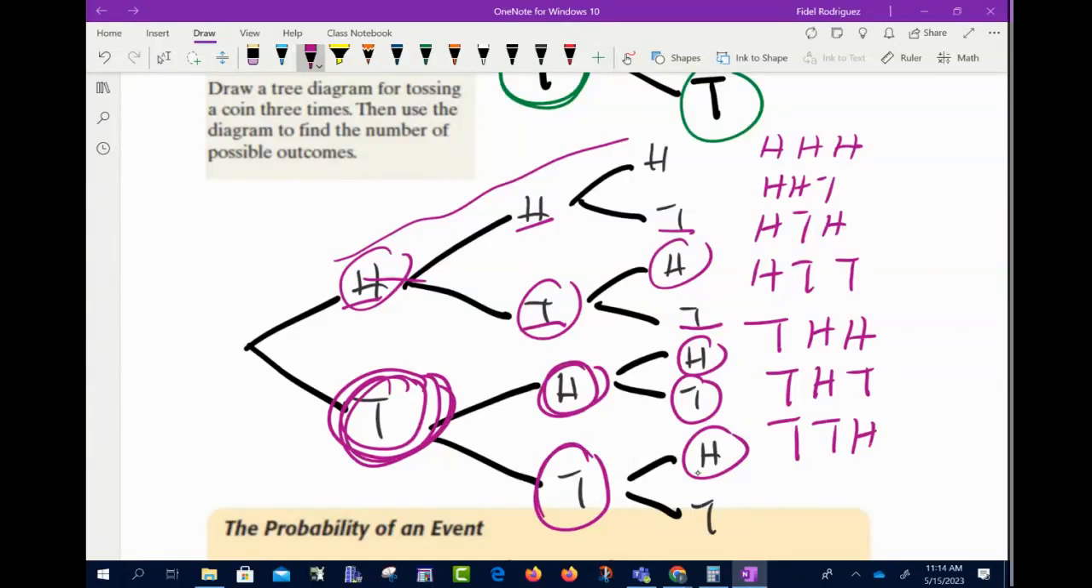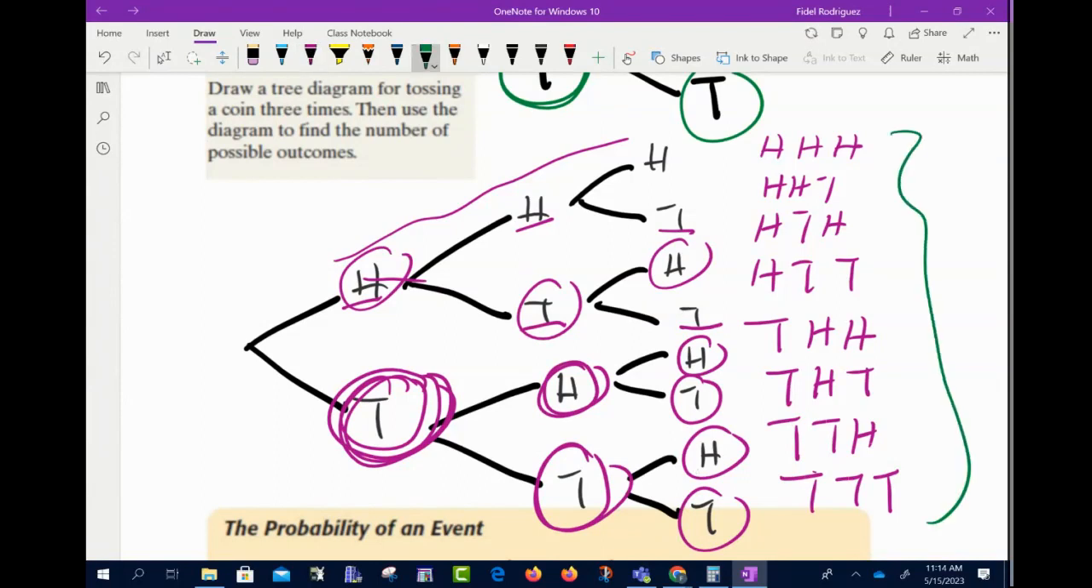Or tails, tails, and tails. Did that make sense? I was able to do that, y'all? Just going through each. Okay. Now look, y'all, I got a question for you. We're going to count how many different possible scenarios we have. 2, 3, 4, 5, 6. Very good. We got 8 different possible scenarios.